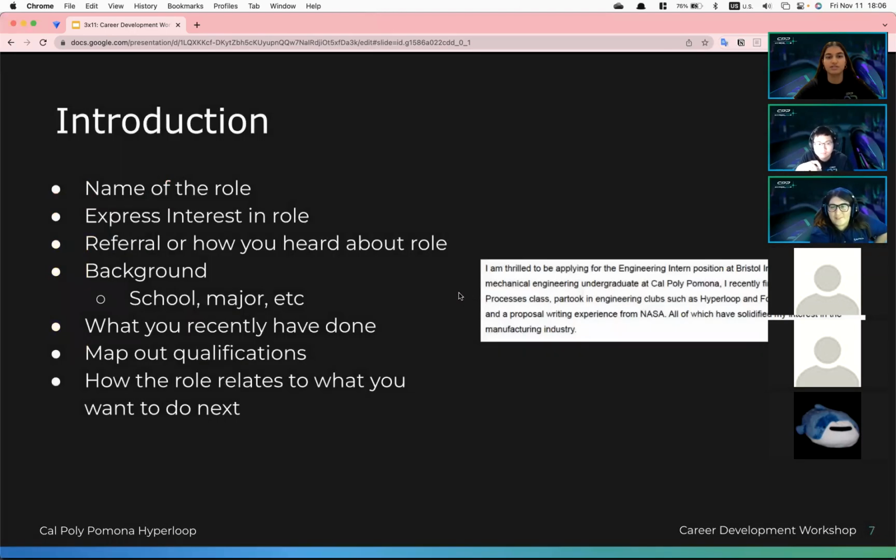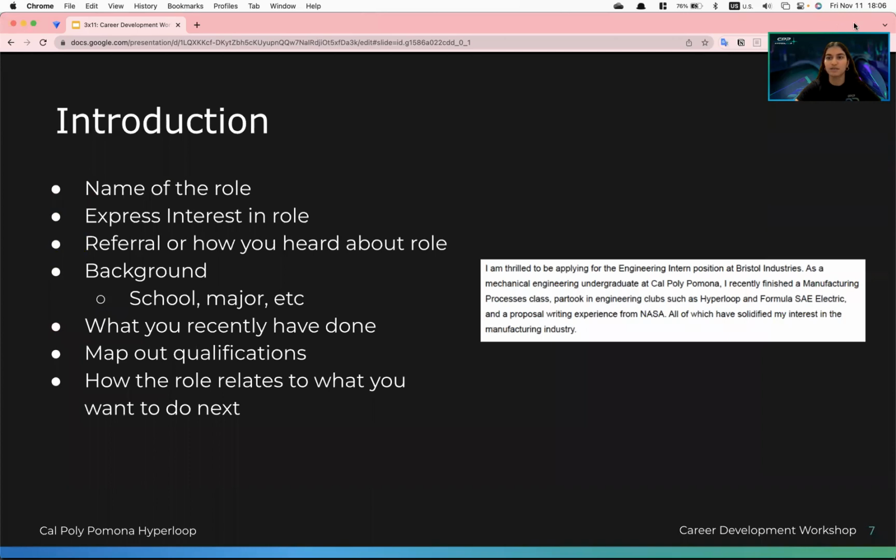For the introduction, this is more so just to introduce yourself and why you're applying for the role. So make sure you name the role and then express your interest towards it. If you were referred to the role by someone else, maybe include how you heard about the role, and have your background. So I'm a mechanical engineering undergraduate at Cal Poly Pomona, so that was my background.